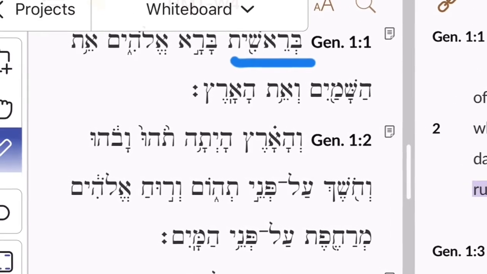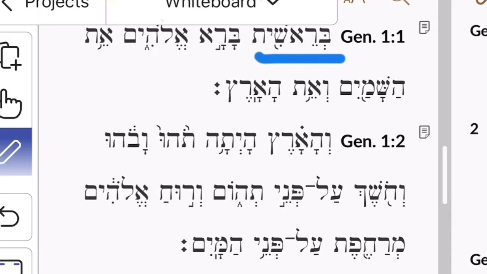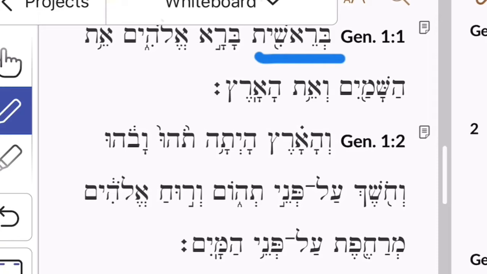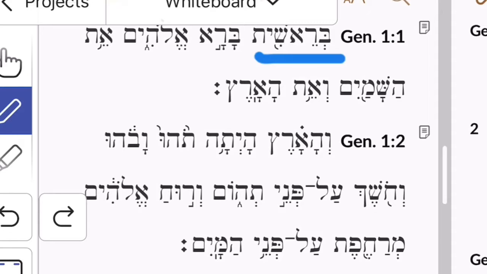We can start with Bereshit. The bet is hardened with the dagesh in it. The final tav is not hardened because it has a vowel before it. Bara begins with a bet, which has a dagesh in it to harden it.